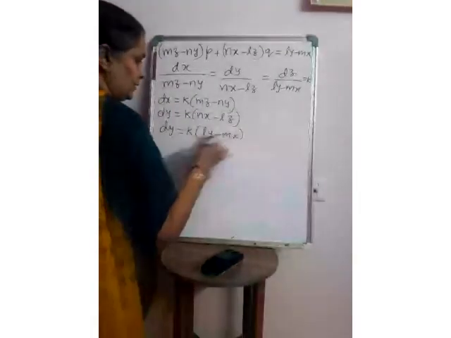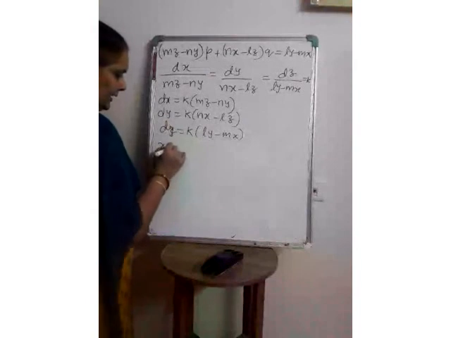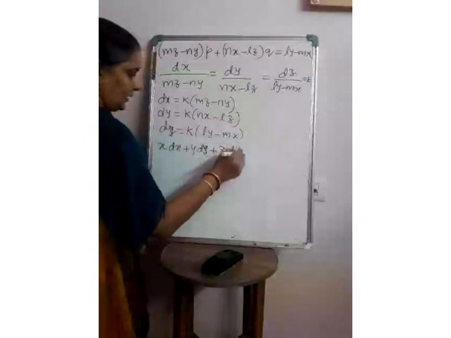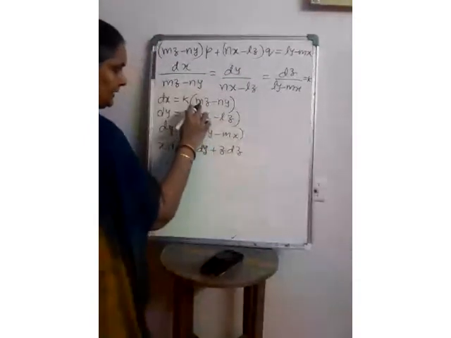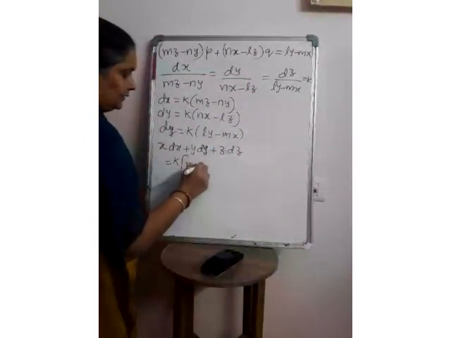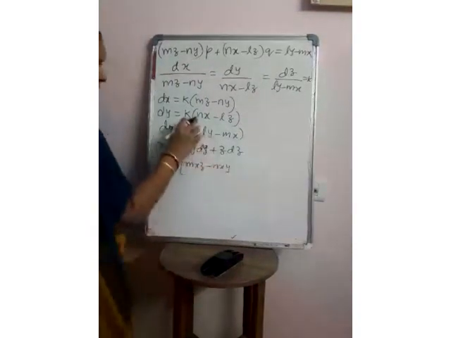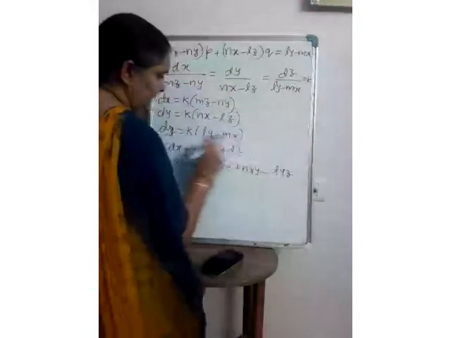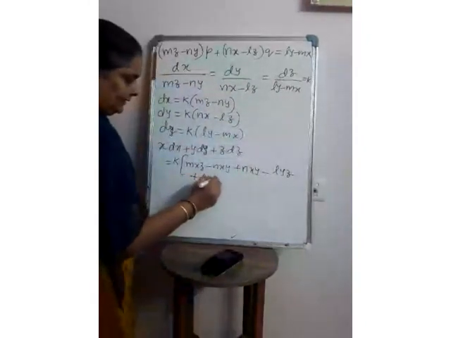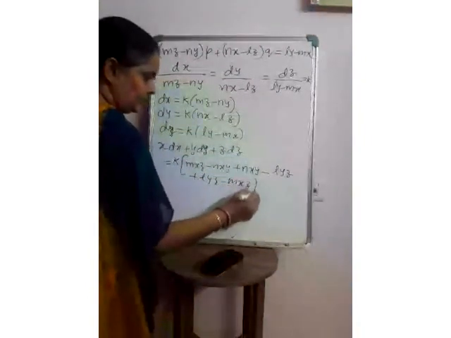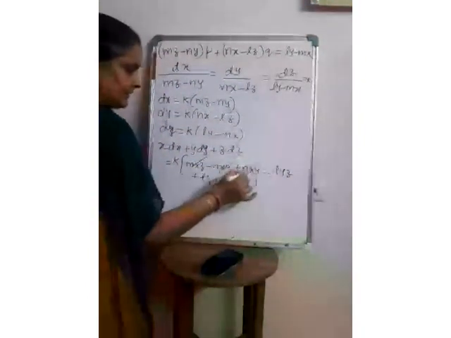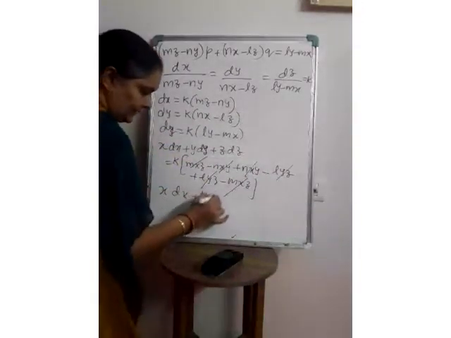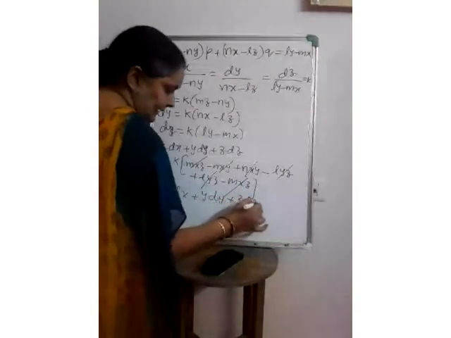So we check the combination of x dx plus y dy plus z dz, which is k times, this should be multiplied with x, so mxz minus nxy. This should be multiplied with y plus nxy minus lyz. This should be multiplied with z plus lyz minus mxz. You can observe here that mxz gets cancelled, nxy gets cancelled, lyz also gets cancelled. So we are left over with x dx plus y dy plus z dz is equal to 0.